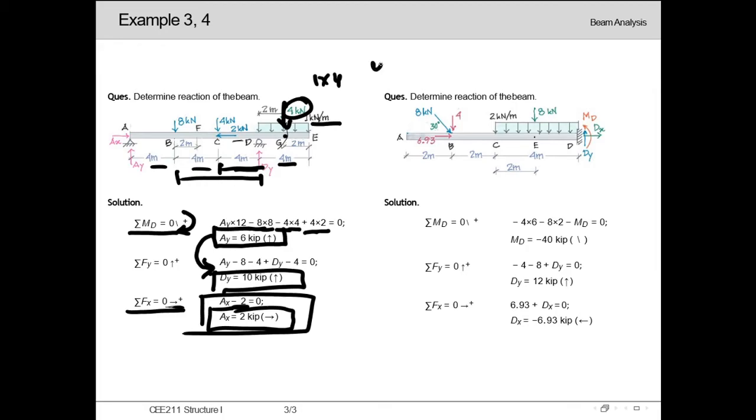And lastly, for example 4, we can see the support condition is a bit changed. A fixed support is given over here. While there was a pin support with 2 support reactions, and the roller support was replaced by a single support reaction, in the case of a fixed support, it will be replaced by 3 support reactions. One is the x directional one, which is Dx, another is the y directional one, which is Dy, and lastly the moment, which has been denoted as MD over here.